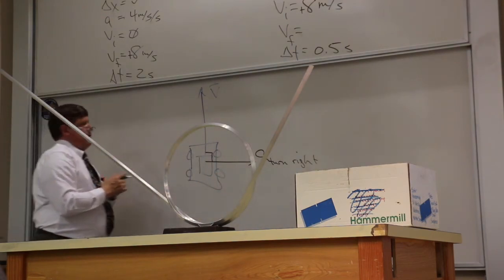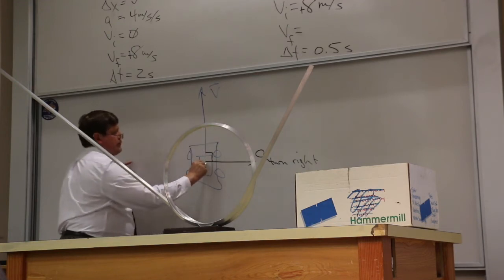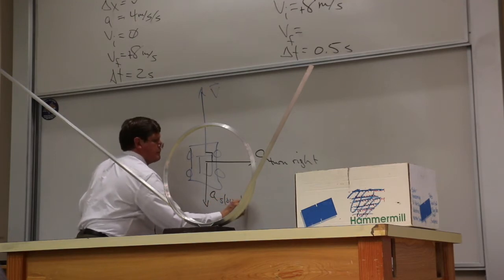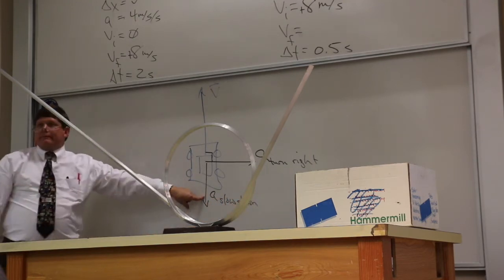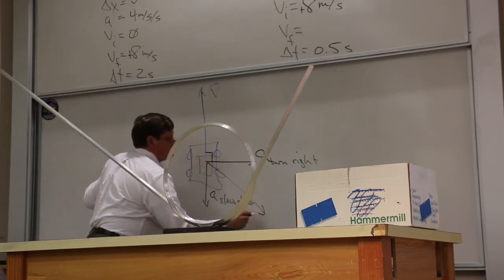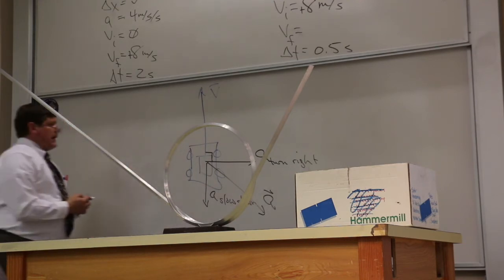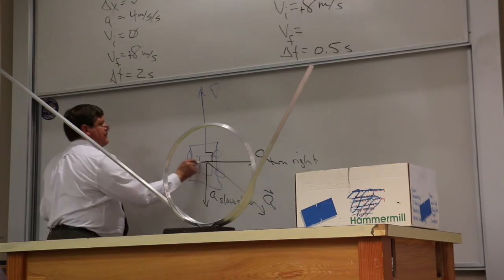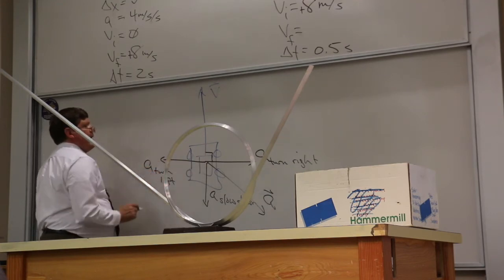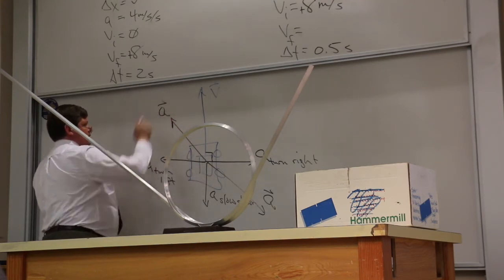If I want to go straight but slow down, that would be an acceleration that would slow me down, but it would not turn me. If I'm turning right and slowing down, I would have to have both flavors. Likewise, if I wanted to turn left, I'd have to have an acceleration like this. And if I wanted to speed up and turn left, I would have to have an acceleration like that.